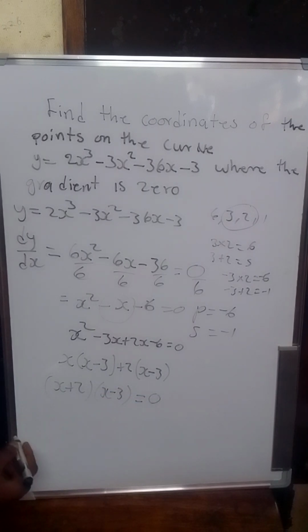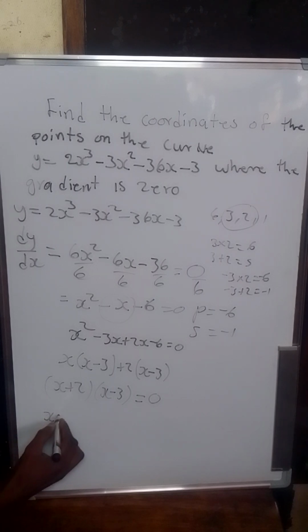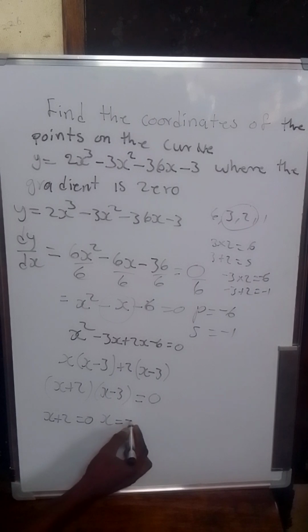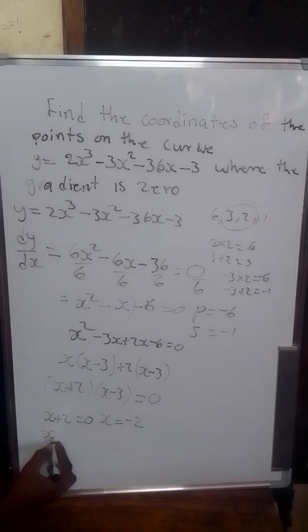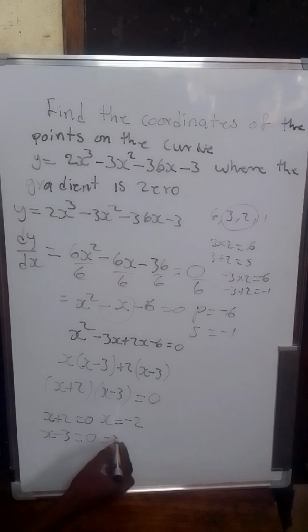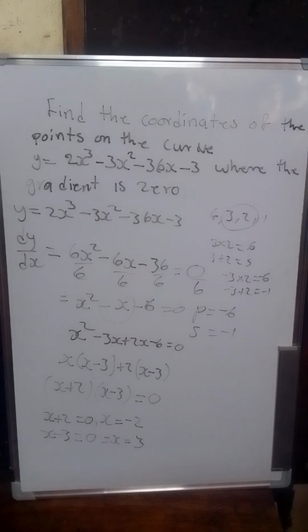So we can clearly see that x plus 2 is equal to 0, so x is equal to -2, and x minus 3 is equal to 0, so x is equal to 3. Okay, we have found the two values of x.